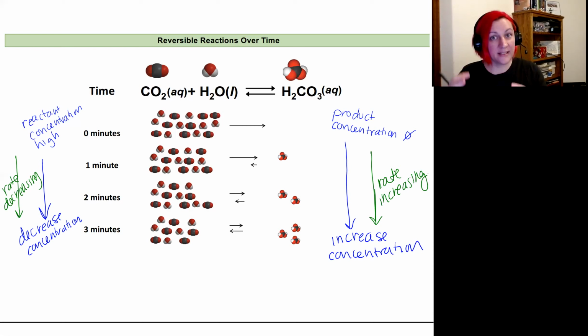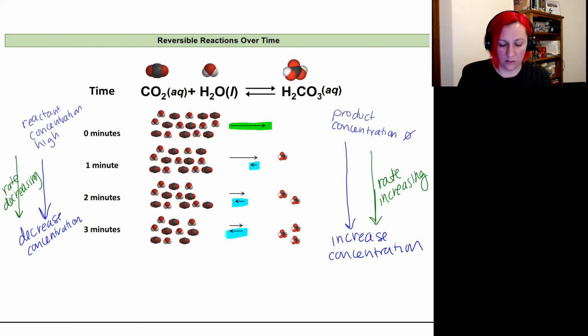And for our products, that rate will increase, and I'm showing that with the arrows here. I'm trying to show that the rate of my forward reaction is the only thing that's happening at time 0. Then that's going to start decreasing as the rate of my reverse reaction slowly increases, and we can see that the reverse reaction arrow is getting smaller and smaller.